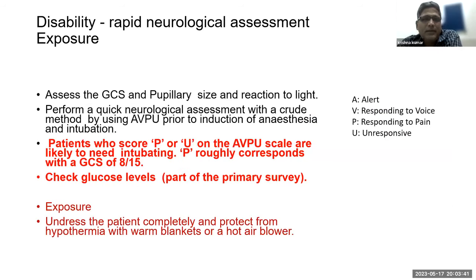Then, coming to the disability part, rapid neurological assessment is required, basically by GCS. This part has already been covered. But if you're not able to assess the GCS, at least one should measure AVPU, that is alert, responding to voice, responding to pain, and unresponsive. Patients with a score of P and U generally correspond to a GCS of 8/15. So this is a quick assessment that, before induction of anesthesia and intubating, we should at least do the AVPU scoring if you're not able to do a complete GCS. And always check blood sugar levels. It's again a part of the primary survey.